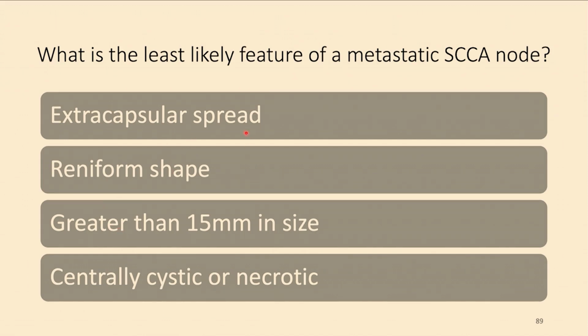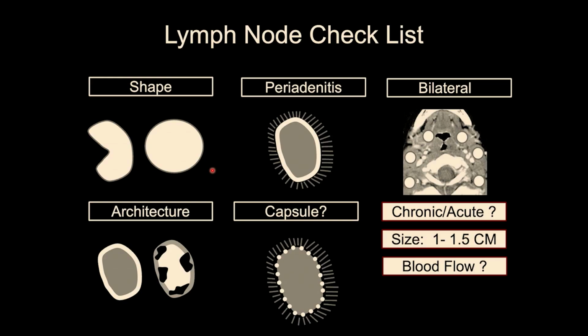What is the least likely feature of a metastatic squamous cell carcinoma lymph node? I'll probably say here that it's reniform shape. Okay? So there's your checklist. Again, you guys, I want you to start centrally and slowly work your way out with each lymph node. Be methodical about it. Think about the lymph node station that it's at and think about where the primary could be. If you can't find a primary, now it's primary of unknown origin. You're going to send it for EBV. You're going to send it for P16.